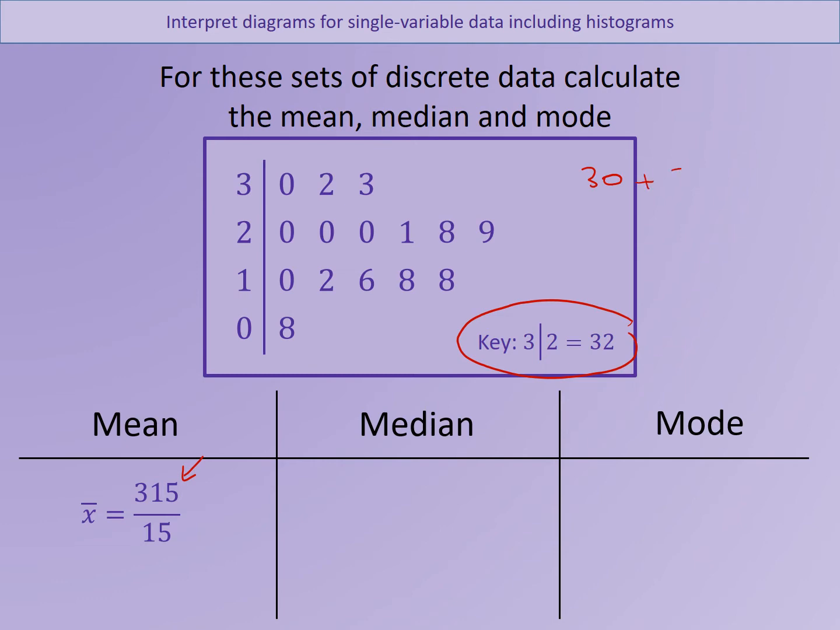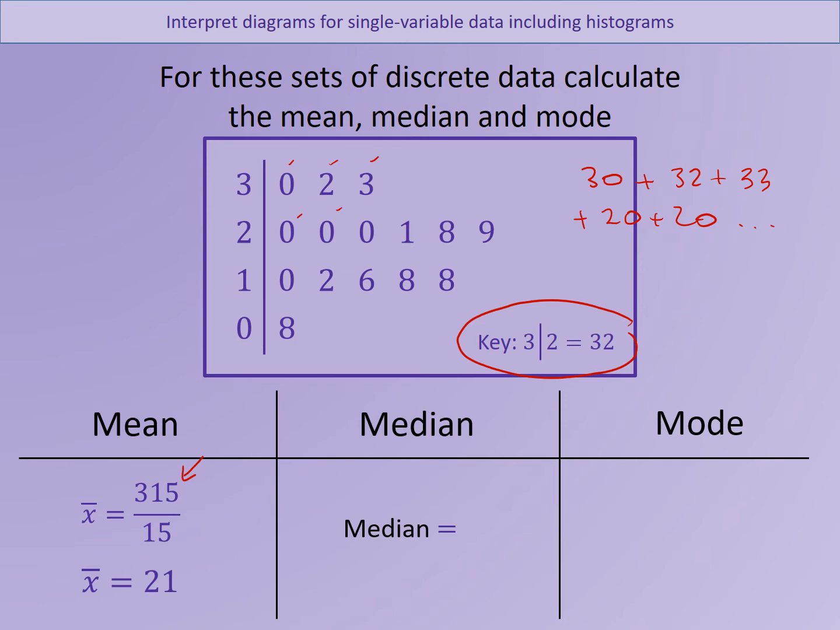So 30 plus 32 plus 33 plus 20 plus 20, etc. And then we can count up. There are 15 pieces of data, so 1, 2, 3, 4, 5, all the way up to 15. So that gives us a mean there of 21.